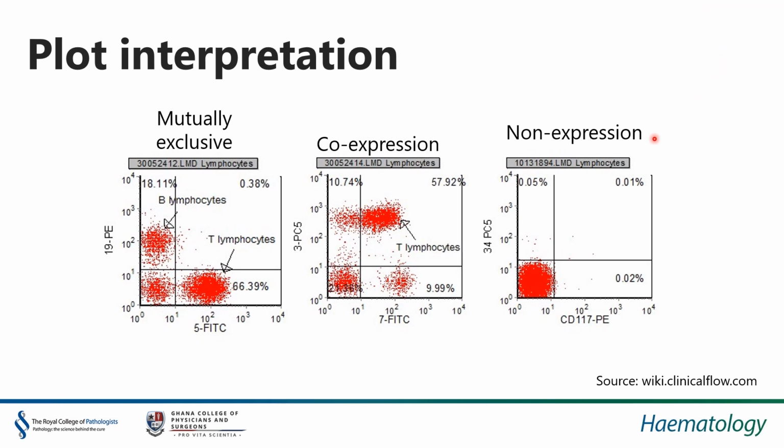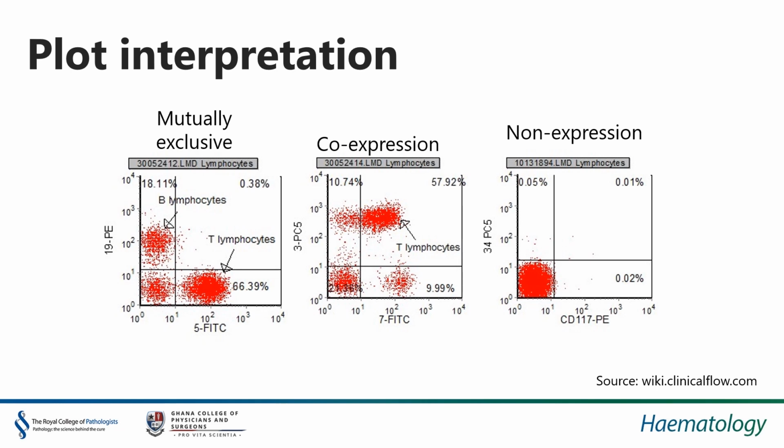We've got CD34, our stem cell factor, on this axis. We've got CD117 or c-Kit on this axis down here. And you can see that there is no expression of either CD34, CD117, or a co-expression of CD34 and CD117. So in this lymphocyte population, you can see that there is no evidence of immaturity with either CD34 or CD117.